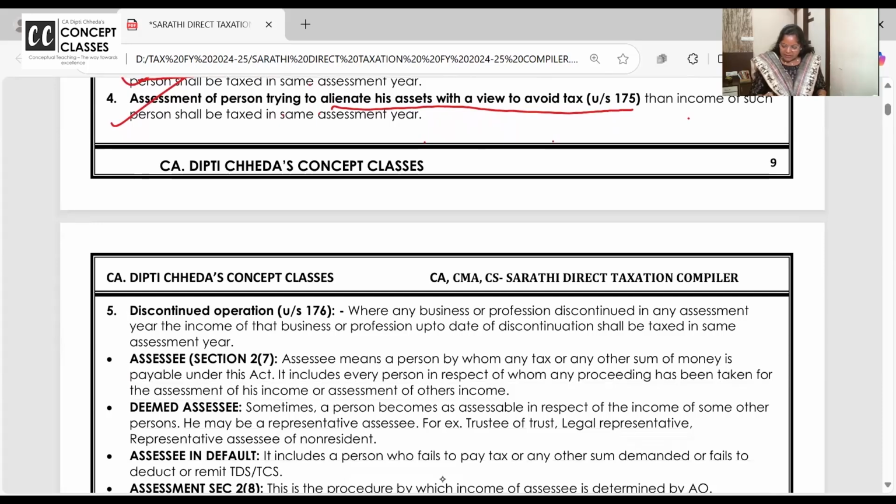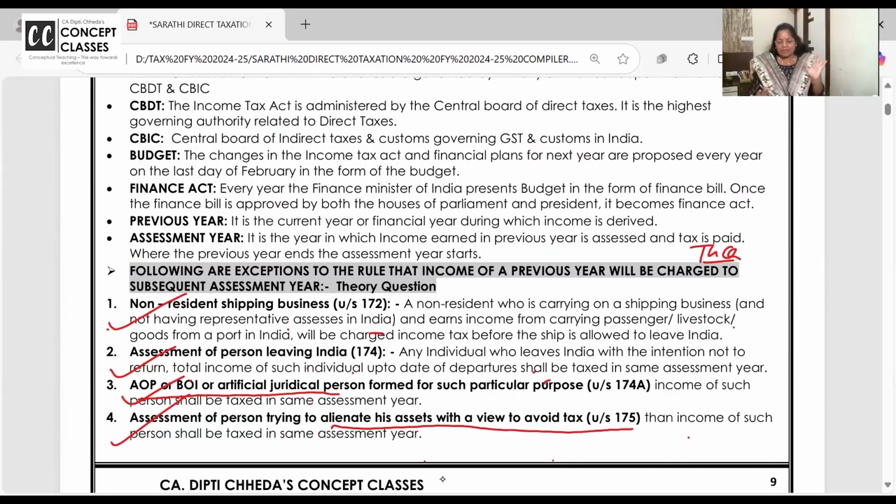Last one is discontinued operation. When you're closing a business, say I'm not going abroad, but I'm retiring now. Dipti Chheda's concept classes, I'm closing this December. So whatever I have earned from April to December, can I file the return and pay the tax in the same year? Answer is yes.